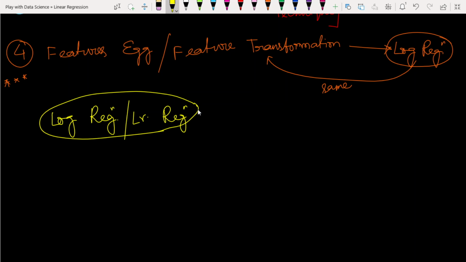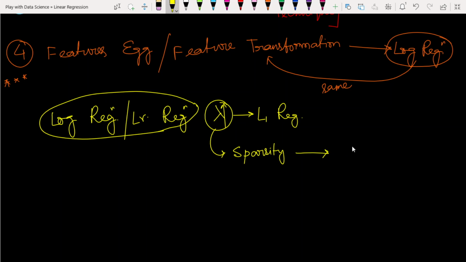For regularization, we have the parameter lambda. If we consider L1 regularization, and we increase the value of lambda, then what? Then our sparsity increases. The sparsity of the model increases. If the sparsity of the model increases, it means the weight vector entries of the less important features will go to 0.